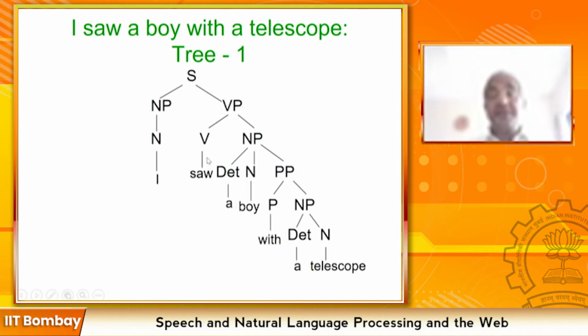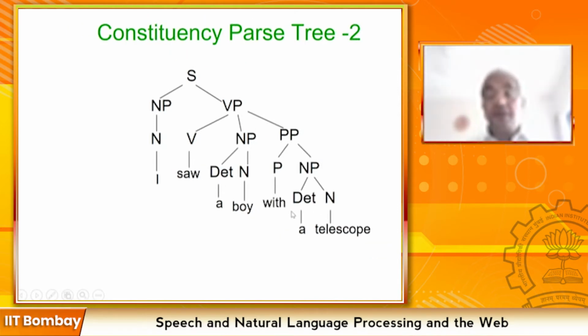This sentence has another parse tree where a telescope is at the same level as V and NP: saw a boy with a telescope. So two parse trees are there, and I'll calculate the probability of both parse trees and output the tree which has the higher probability value.